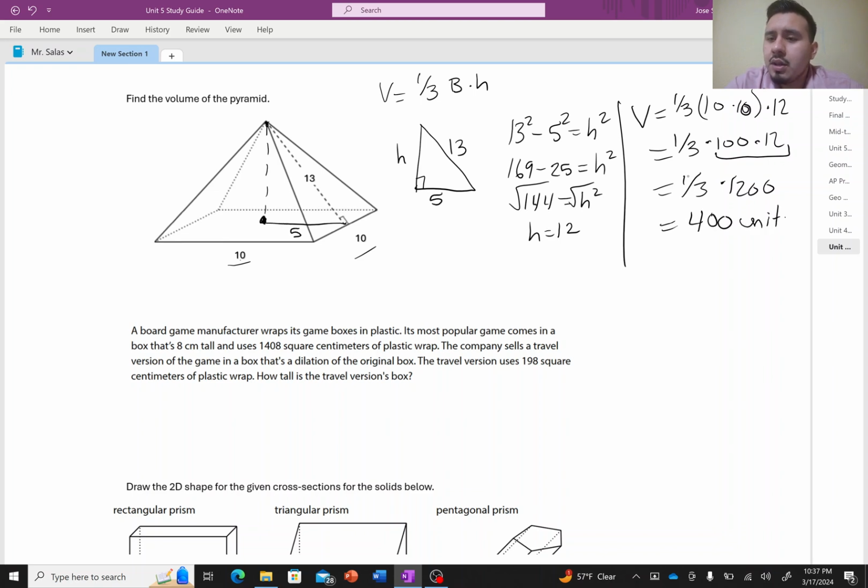units cubed. Again, if you do not have the units cubed, you will not get any credit. That is the volume of the pyramid, okay? And that was it for this problem, okay?